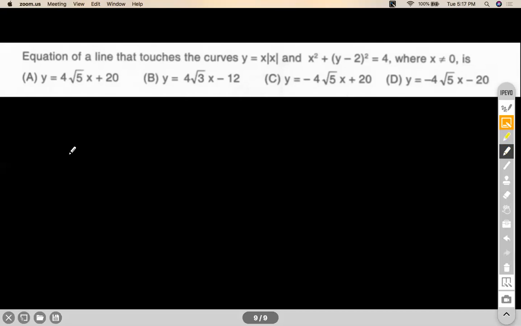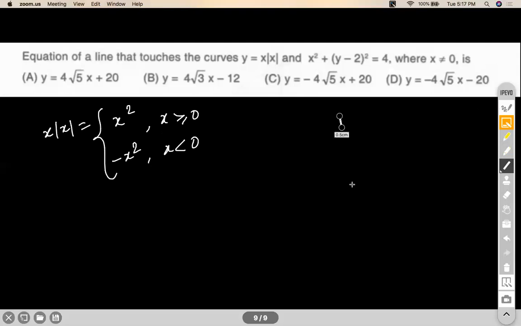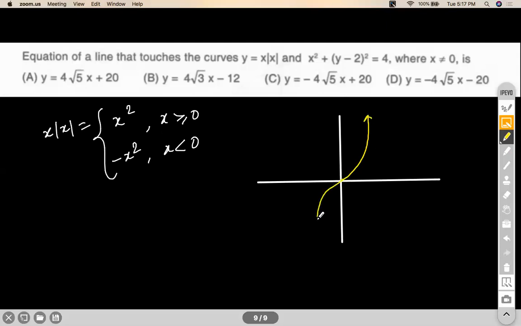So we all know that y = x|x| is basically x square when x is positive and negative x square when x is negative. If I just have to sketch it, it is just going to be two parabolas, one opening upward, the other half opening downward. And there happens to be a circle whose center is at (0, 2) and radius is also 2. So there is a circle which is like this. Let me use my tools.